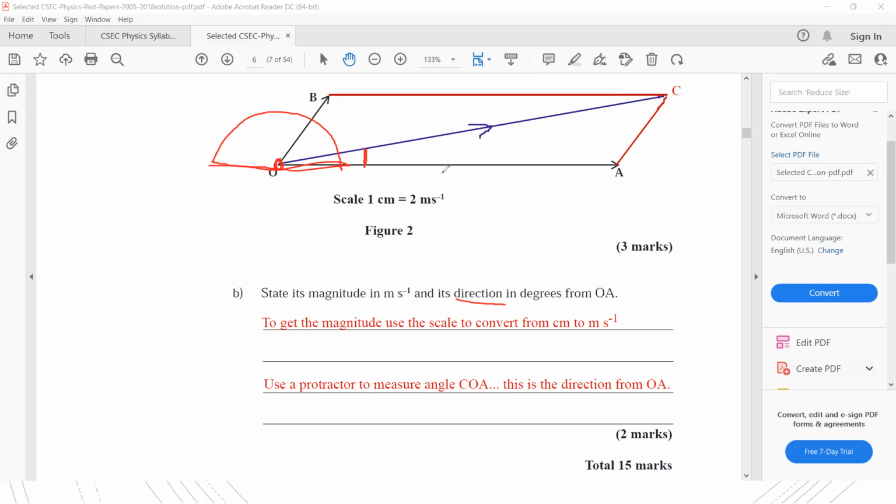So you are really given part of the question done. In other cases, you have to draw the parallelogram from scratch. So this one is partially done.